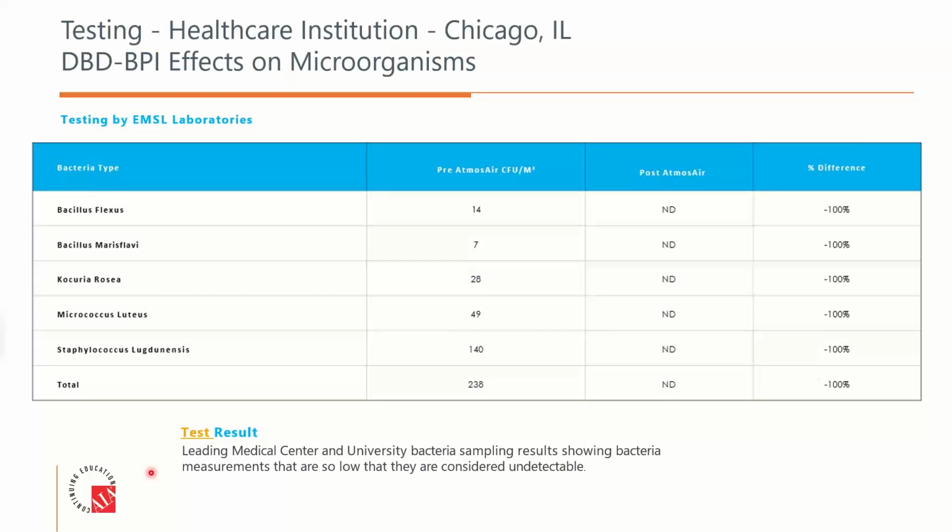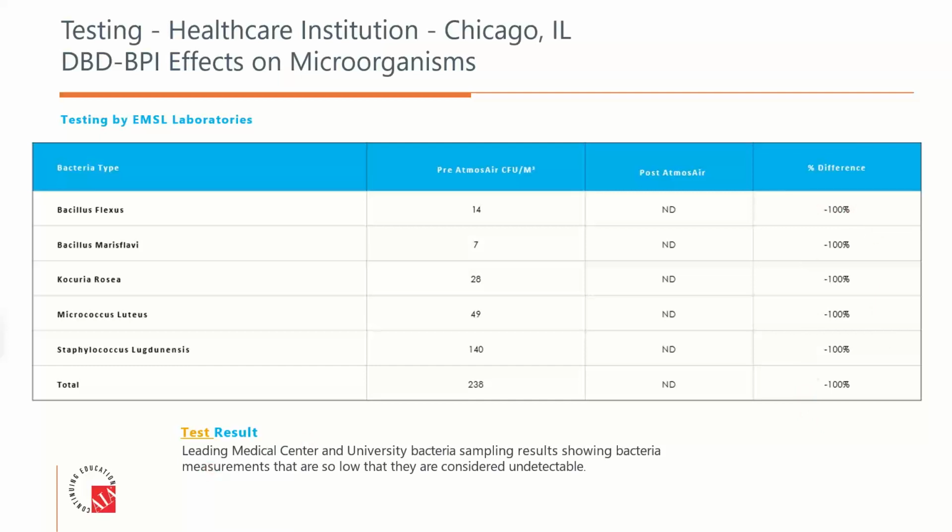This is a test where they were looking at the effects on microorganisms in a healthcare institution in Chicago. You can see these are the pre-Atmosphere air values, and after they turned on the system, there was none detected. So they basically had a 100% kill rate in that particular test.